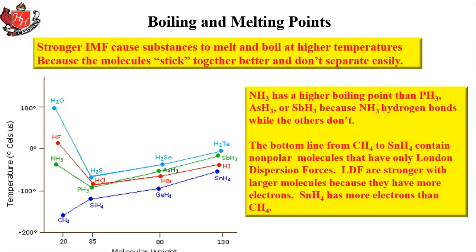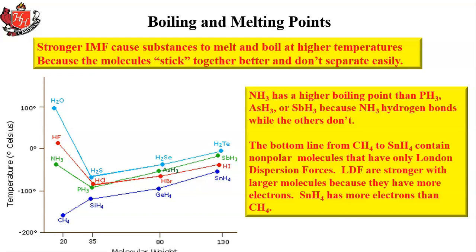But again, the reason that ammonia's is a little bit above PH3 or AsH3 is that NH3 has a higher boiling point than PH3, AsH3, or SbH3 because NH3 hydrogen bonds while the others don't. But you remember that ammonia doesn't have a very good hydrogen bond because it has 3 protons, 3 hydrogens for every one lone pair. So it's not a good match the way water is. And therefore, while it does hydrogen bond, the hydrogen bond is not of the same good quality as it is for water.